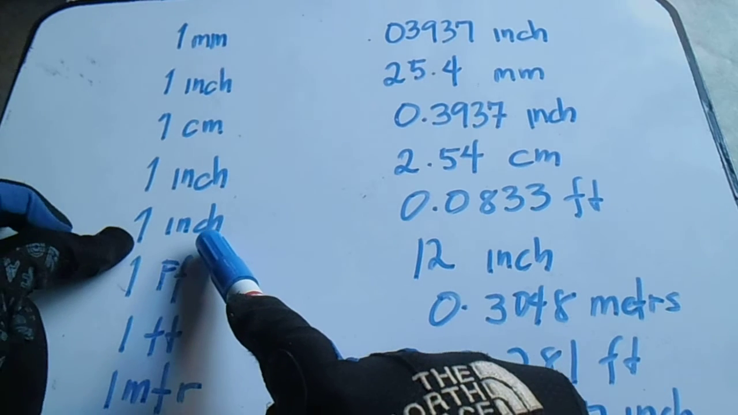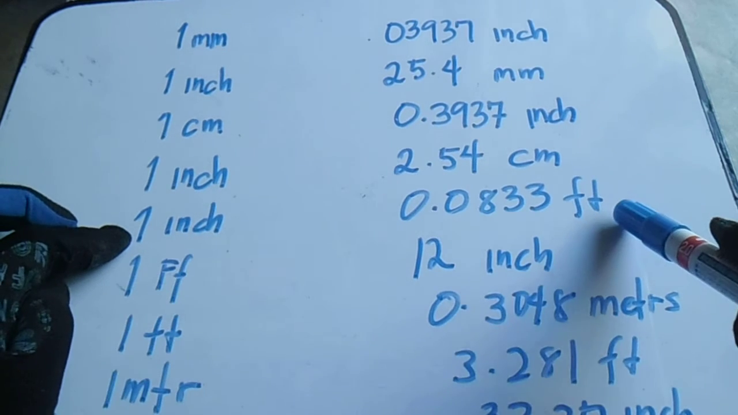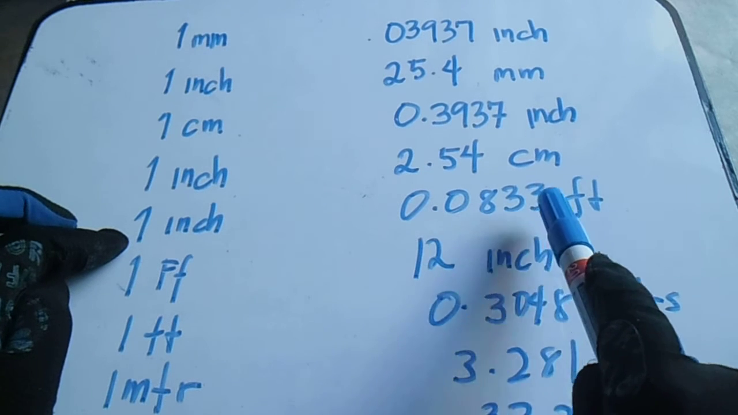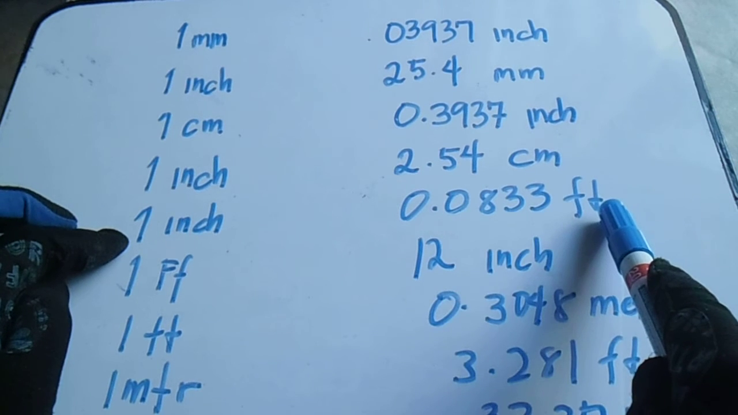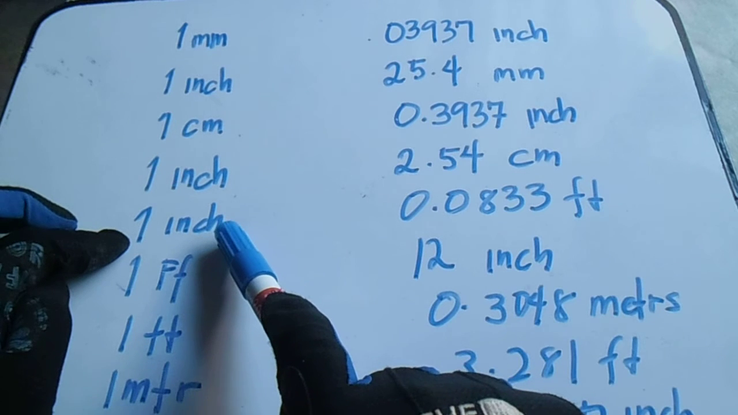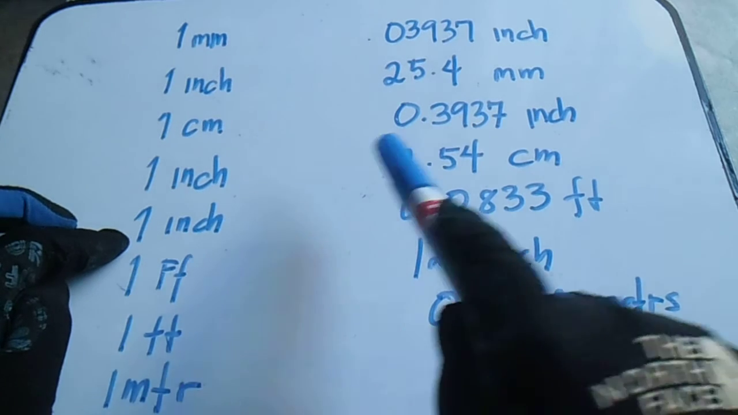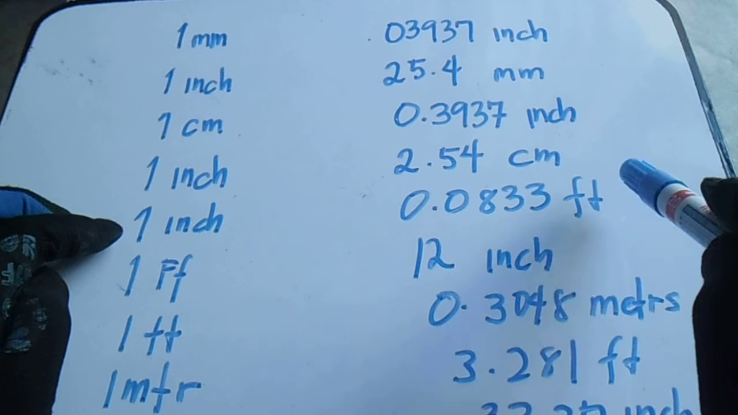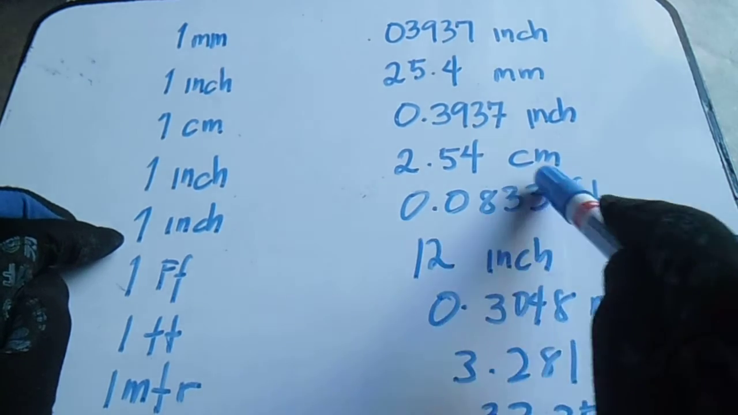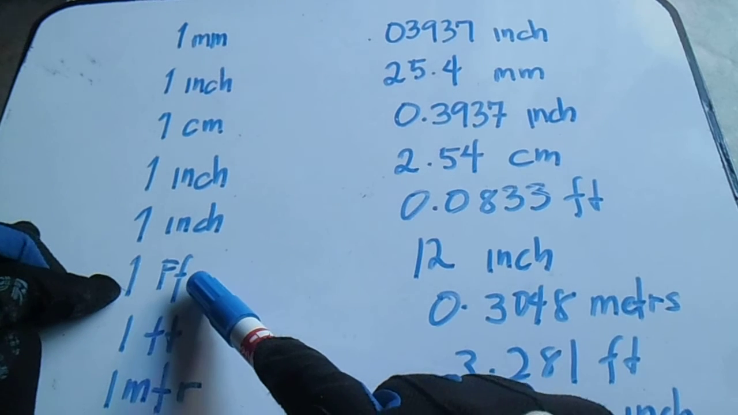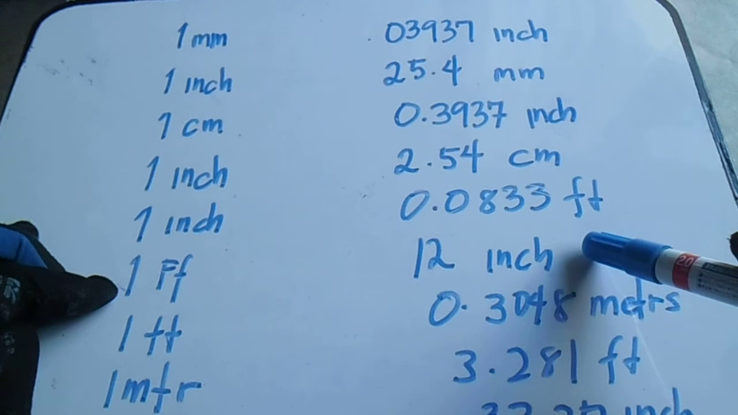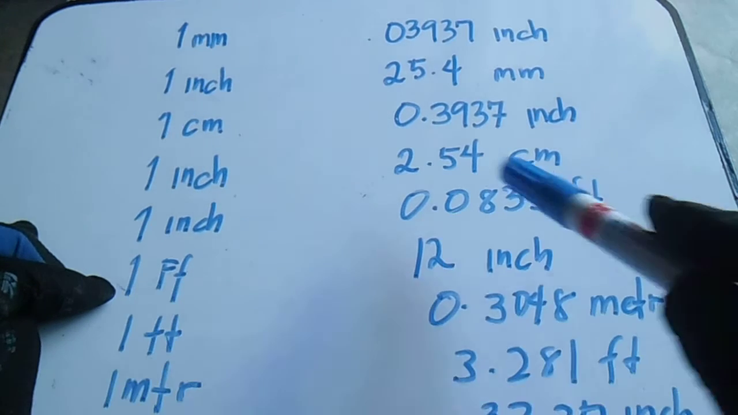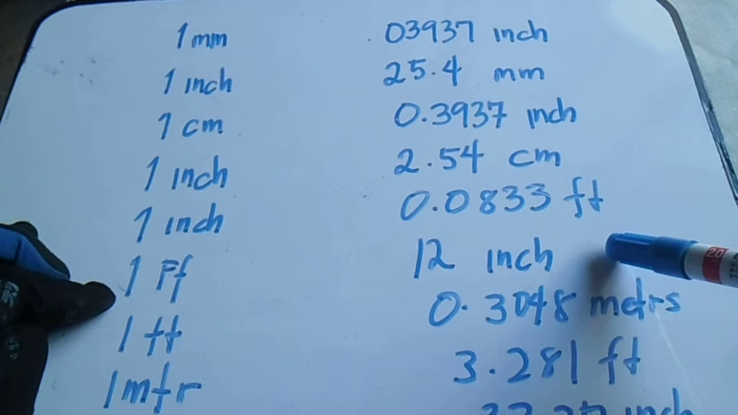This is very useful for the piping or the pipefitter. So 1 inch, if you want to convert to feet, just multiply by 0.0833 feet. If we have 8 inches, multiply it to feet, it will be 0.667 feet. Let's convert from here, this number. So 1 feet equals 12 inches. If we have 10 feet and you want to convert it to inches, multiply by 12.